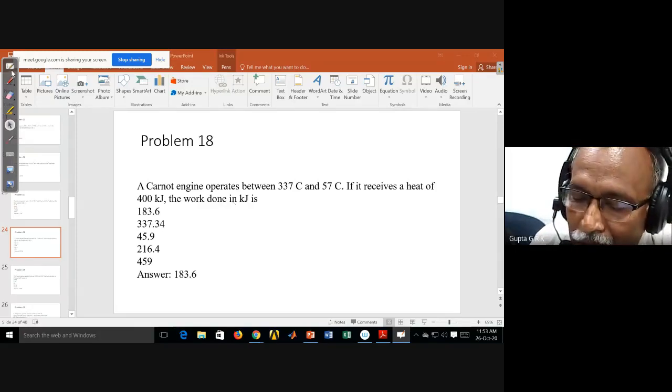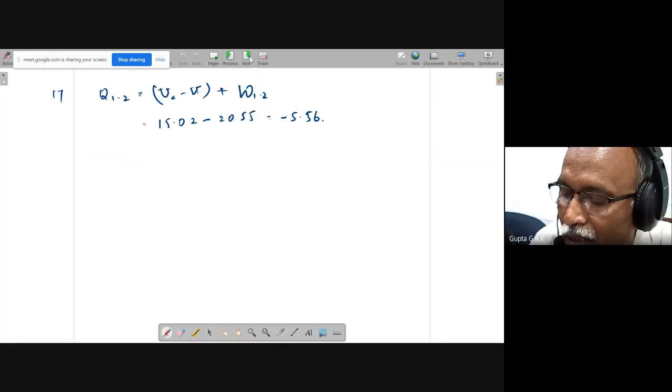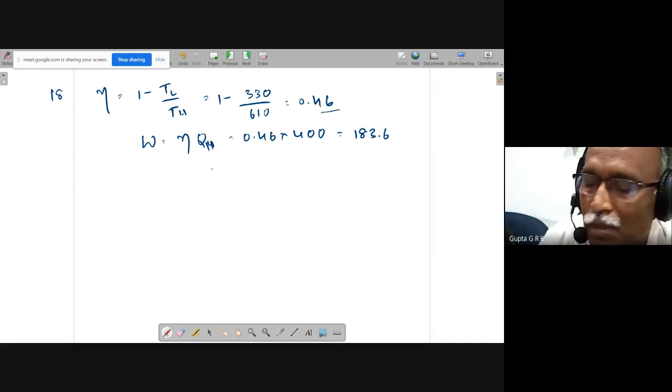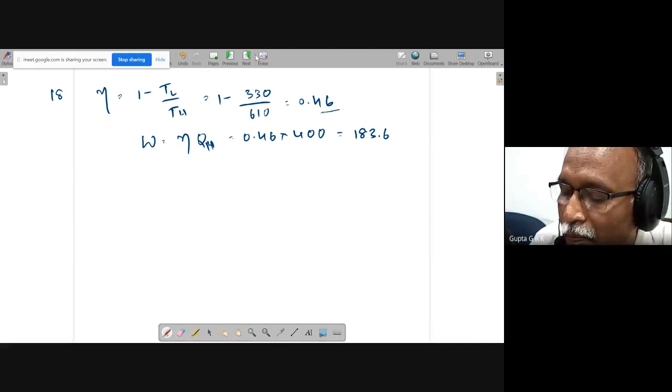So eta is 1 minus TL by TH. The only thing is you have to put them in Kelvin, right? So you will get the efficiency first, and then W is equal to eta QH. There are many problems in a similar way.